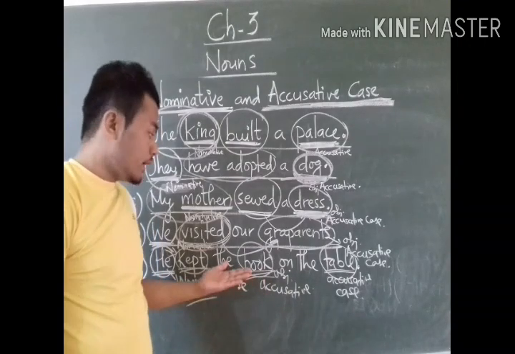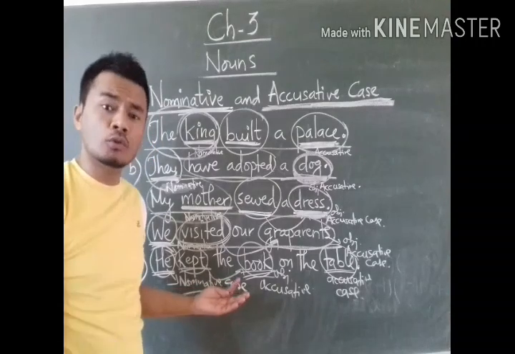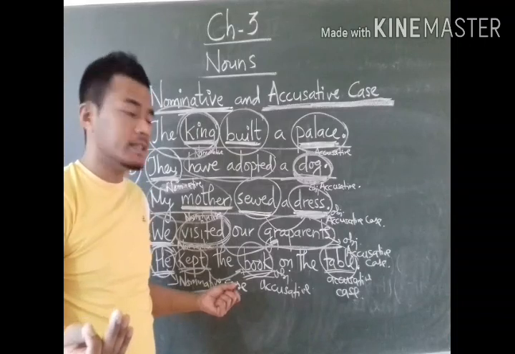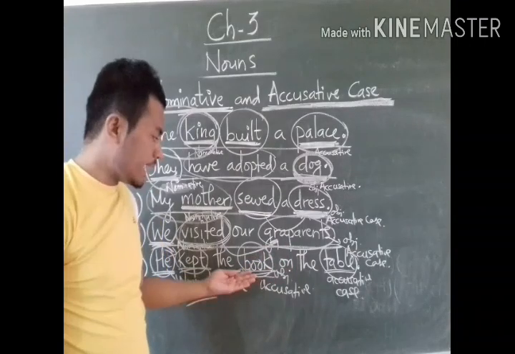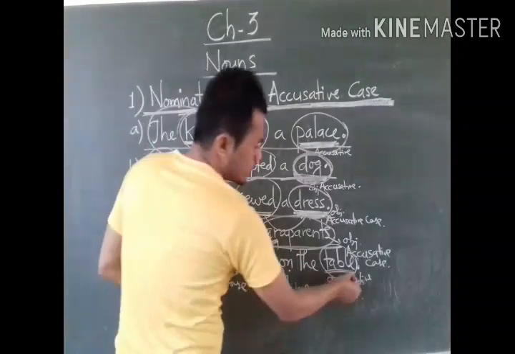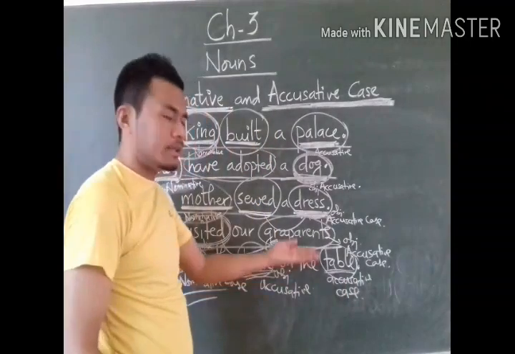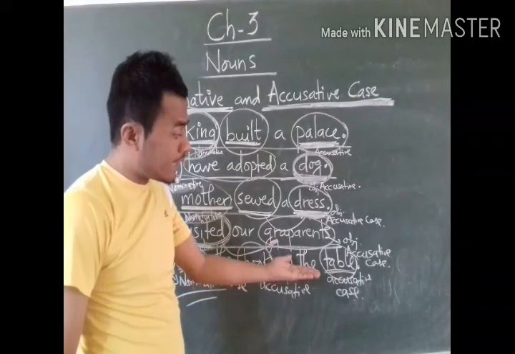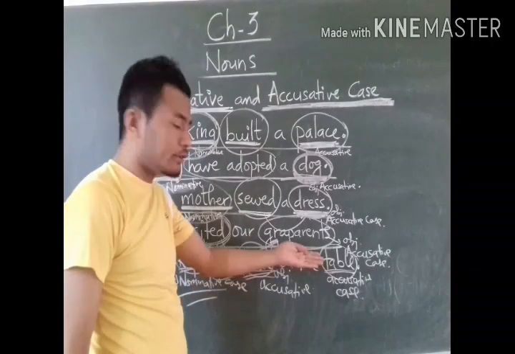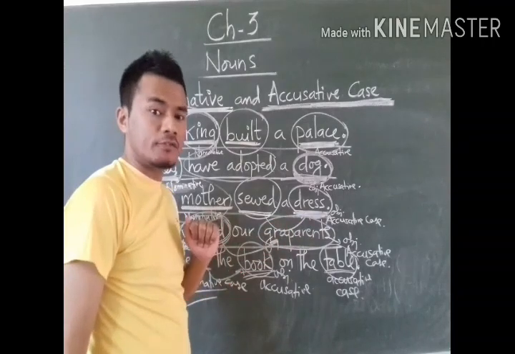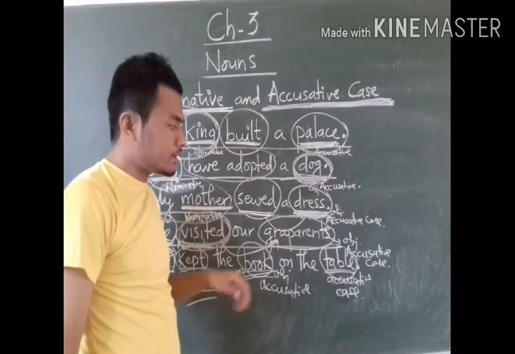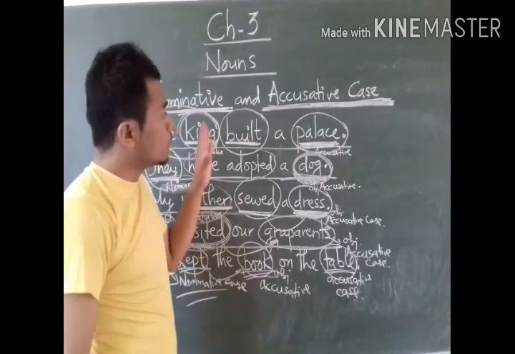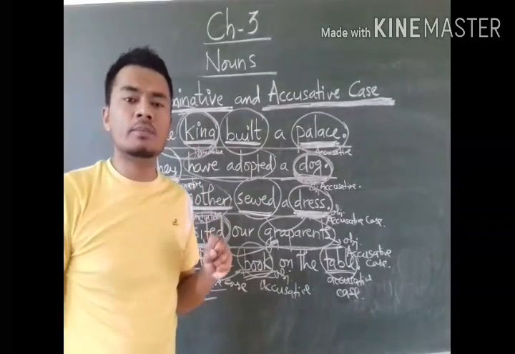Okay. But if after the verb we ask for whom, to whom, or where, then we will get the indirect object. Kept, but where? On the table. So here table is also a noun. It is used as an object, in the accusative case. Okay, both are accusative case, but the kinds of objects are different. Book is direct object, table is indirect object. So now I hope you are clear about the nominative and accusative case of nouns.